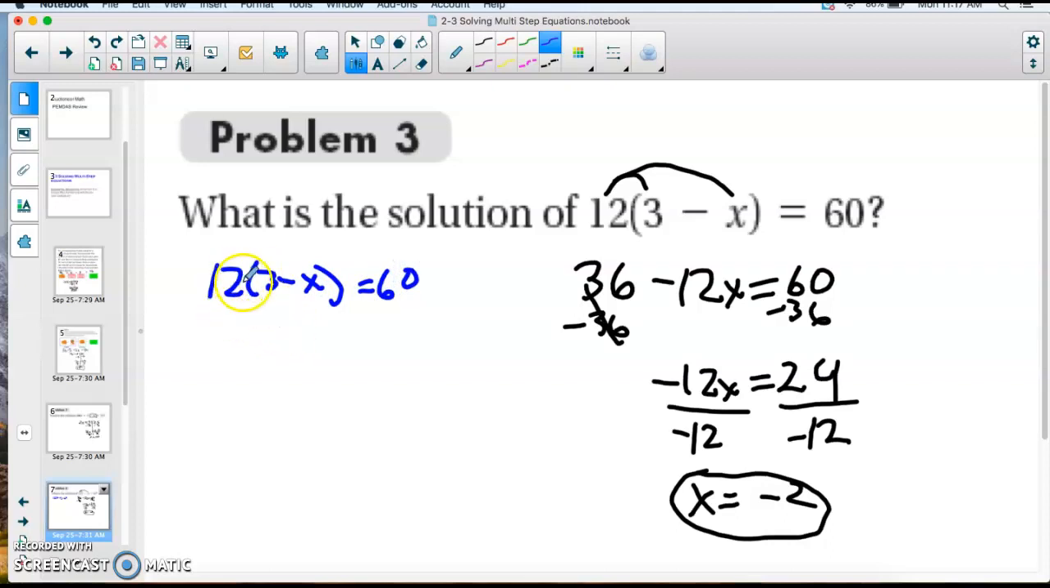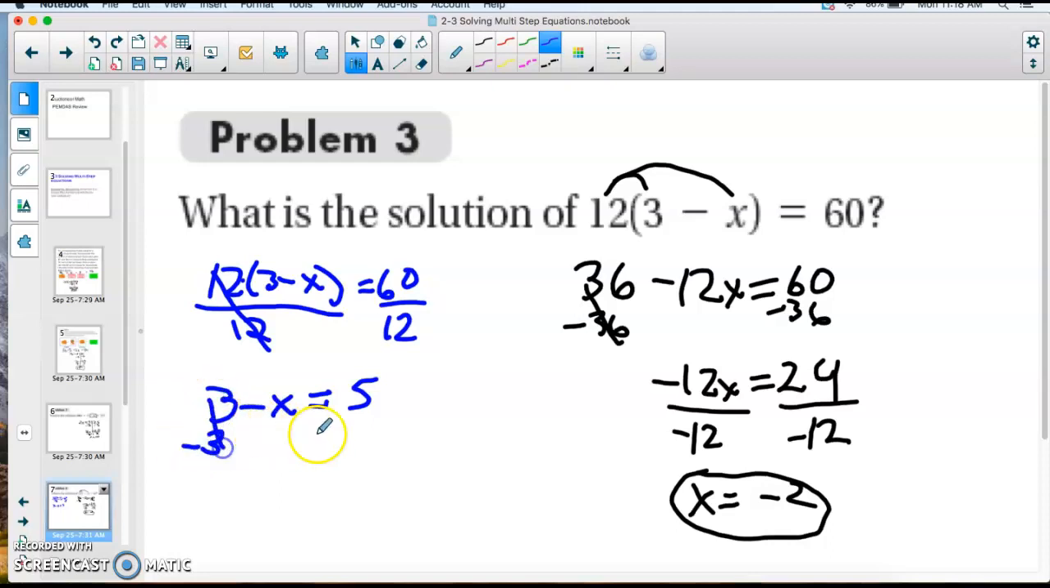Okay. The other way you can do it is that this is really multiplication, right? And so you can just divide everything by 12. You cancel that out, and then you'll be left with 3 minus x. Divide by 12, and you're left with 60 divided by 12 is 5. Now obviously what we're going to have to do is subtract 3. We're left with negative x.